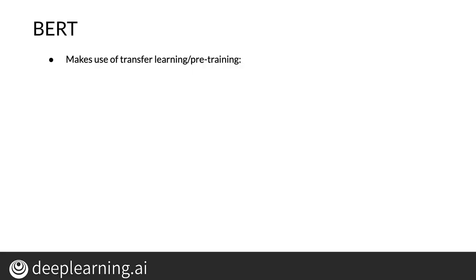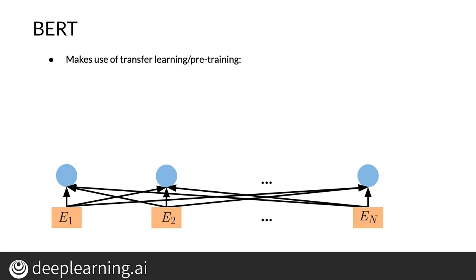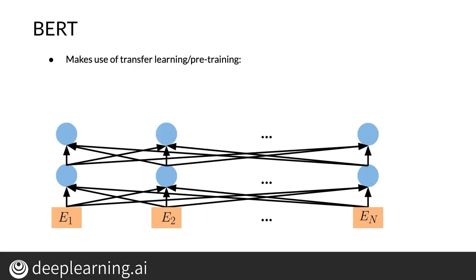So what is BERT? BERT is the bidirectional encoder representations from transformers, and it makes use of transfer learning and pre-training. So how does this work? It usually starts with some input embeddings, so E1, E2, all the way to some number En. And then you go through some transformer blocks, as you can see here. Each blue circle is a transformer block, it goes up further and further, and then you get your T1, T2, Tn.